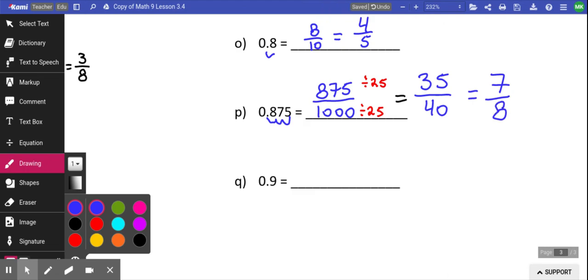The last one is 0.9. Move it 1 over, becomes 9/10. And that cannot reduce.